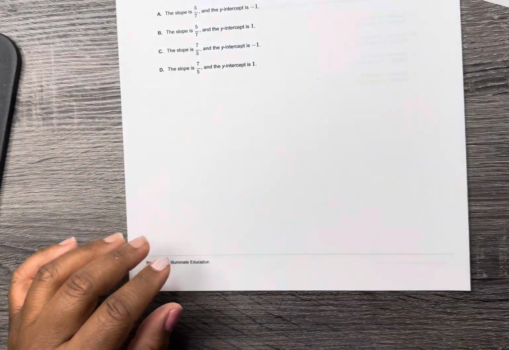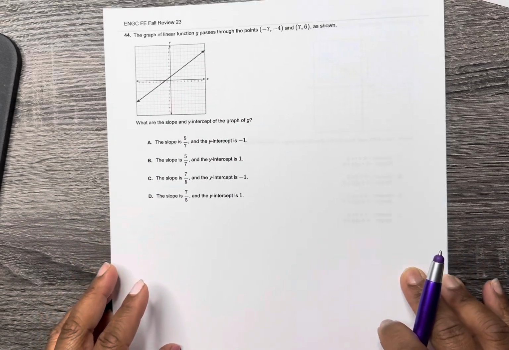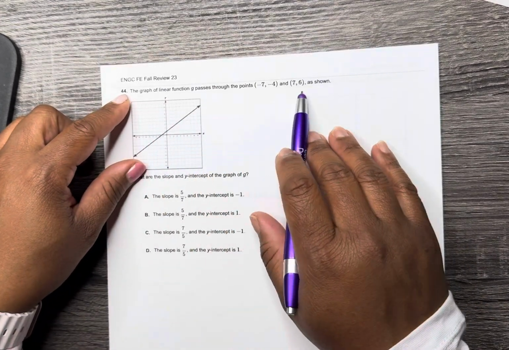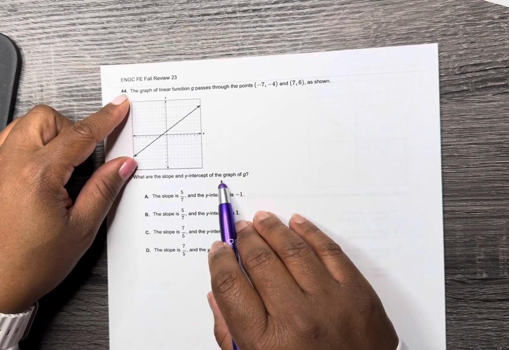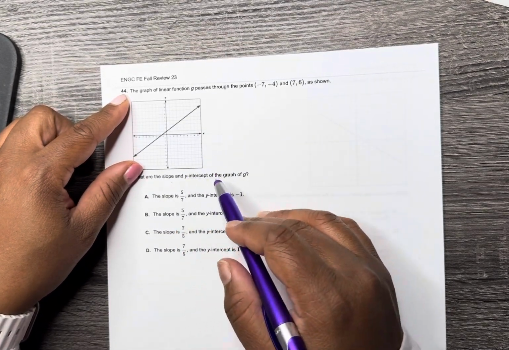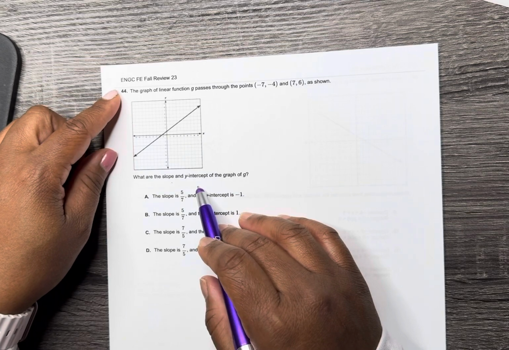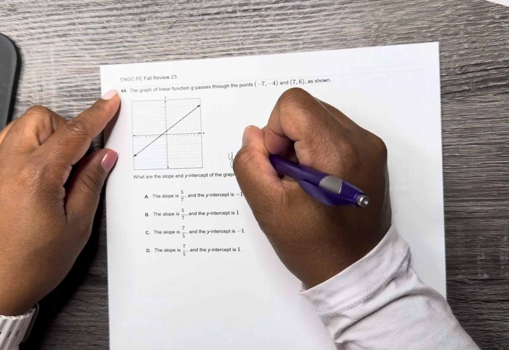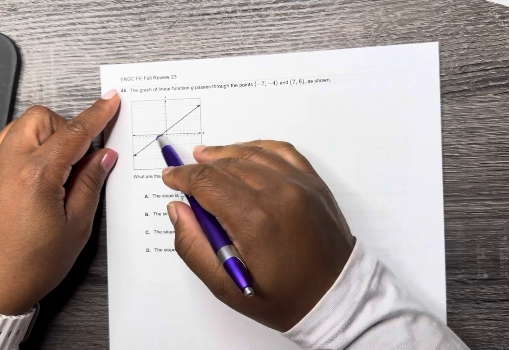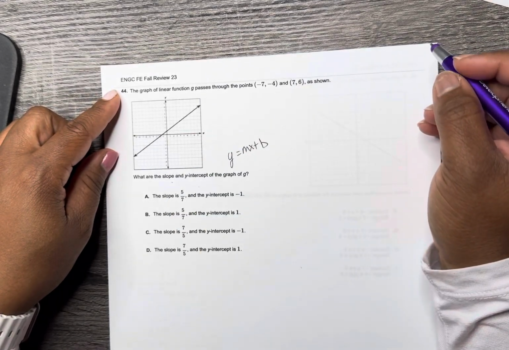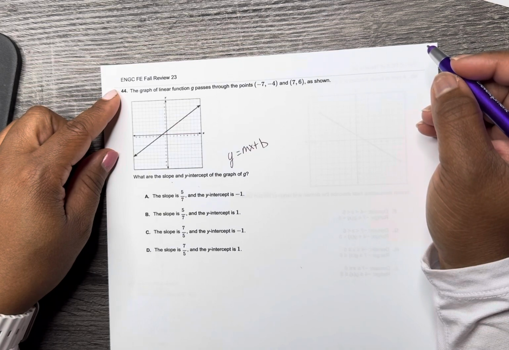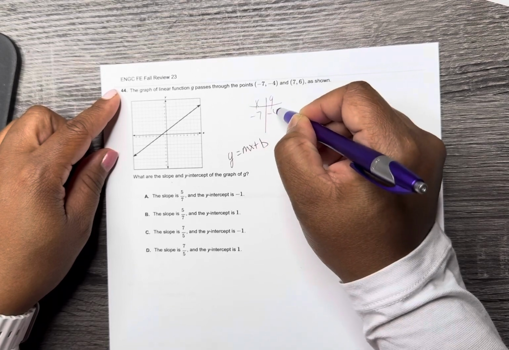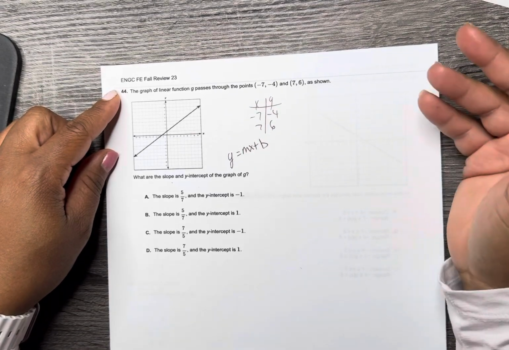All right, done with that. 44. If we look here, it says the graph of this is this, right? What are the slope and y-intercept? Remember, slope and y-intercept is given by y equals mx plus b. Now, of course, you can just look at this graph and tell. Or you could also plug these points in a calculator and find it that way.